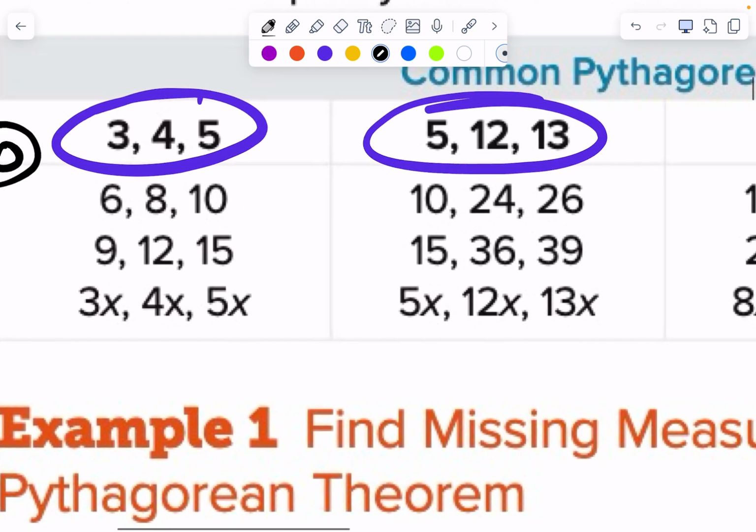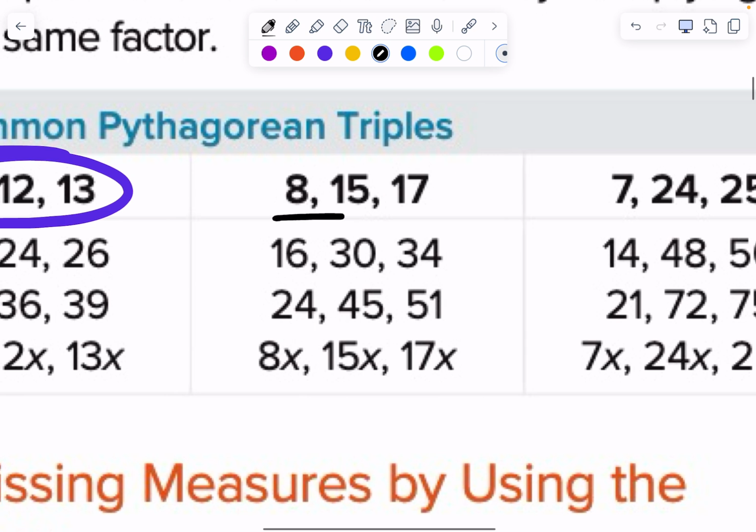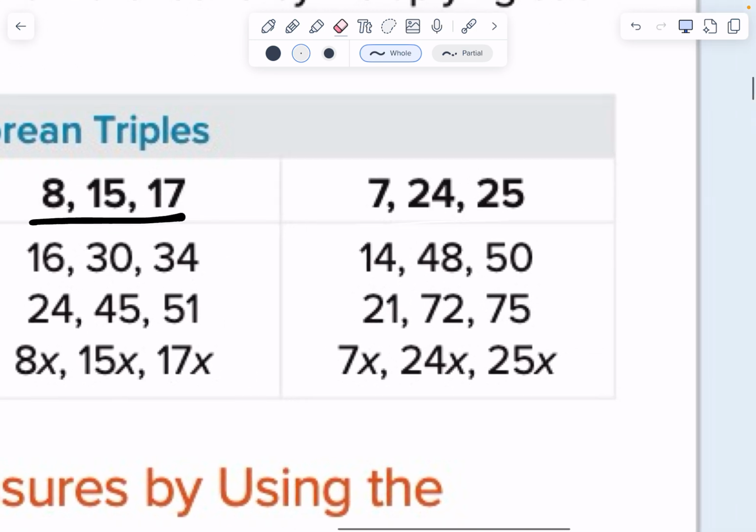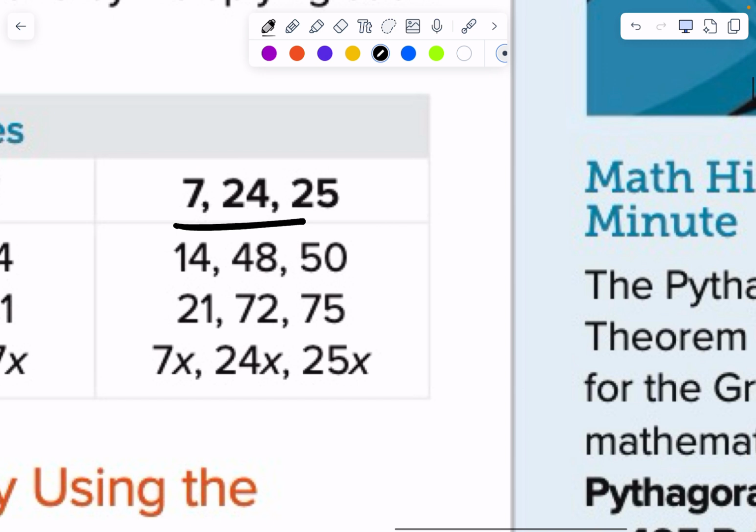5, 12, 13 is another triple. 8, 15, 17 is another triple. That's one that people sometimes will have memorized. Sometimes they'll throw that in there. I challenge some of you to memorize that one. 7, 24, 25. There's also, if you want to add to this list, 9, 40, and 41 is another triple. There are more than those.